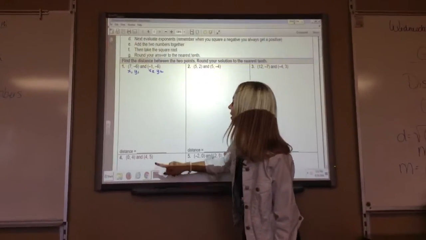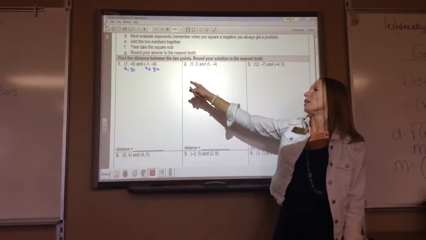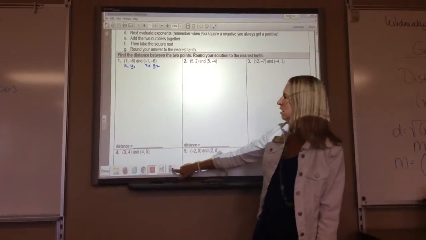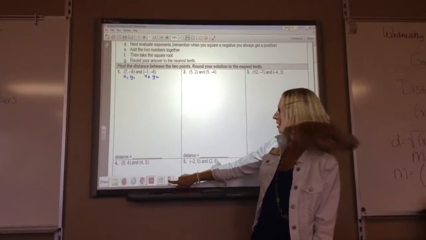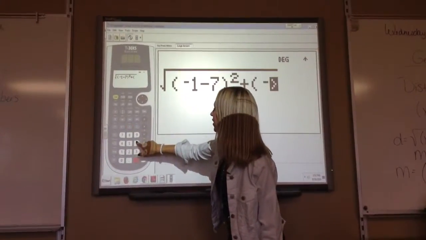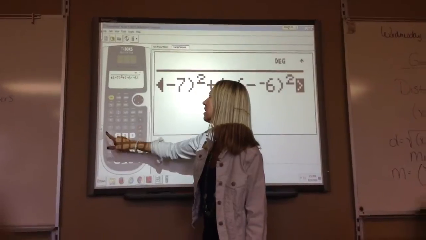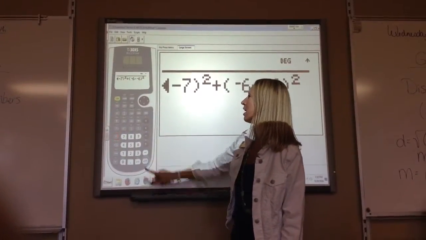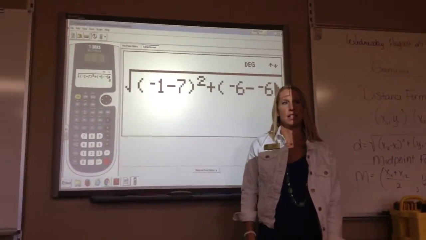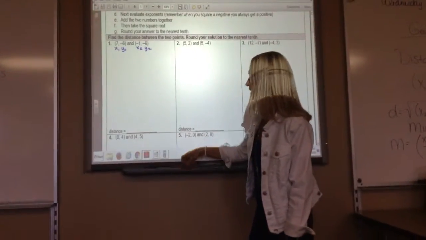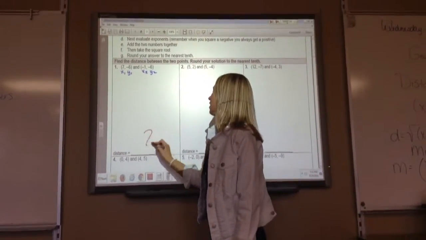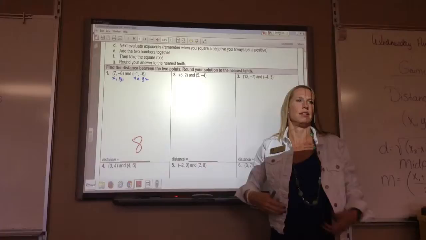And plus it. Okay, now I've got to subtract the y's. What am I subtracting now? -6 minus -6. Close the parentheses and square it. Hit enter, and did you guys get 8? Yes. Okay. Well, I haven't finished yet. We need to start the other one.